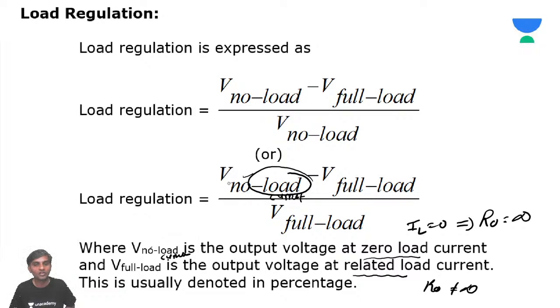Right? So voltage at no load current, voltage at full load current. Full load current means IL should be as high as possible.